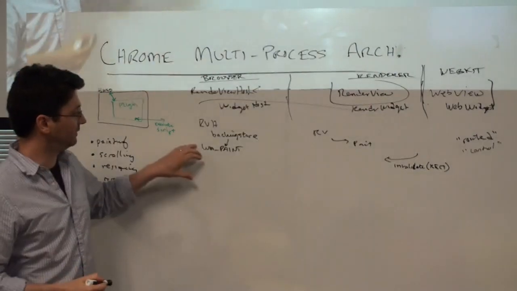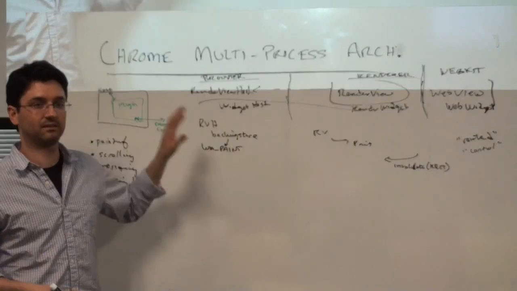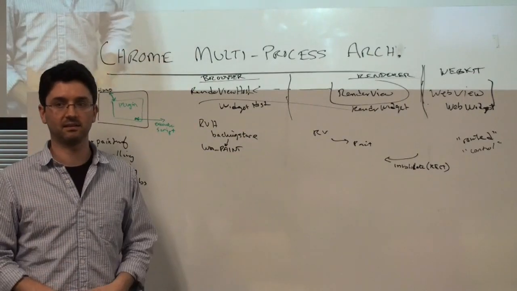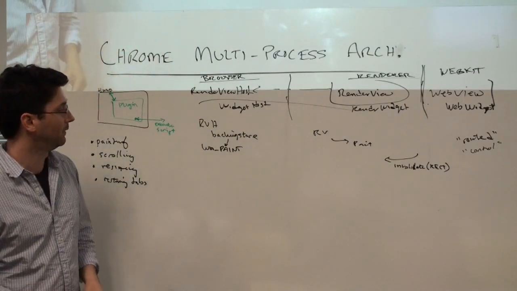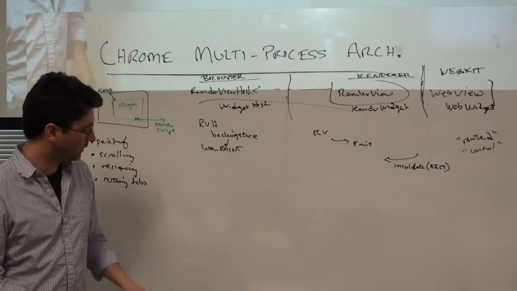So painting in the browser now doesn't involve the renderer at all. We can always just paint from the backing store, and things are fast. Blitting from the backing store is fast. Asynchronous to that, the renderer can update it.